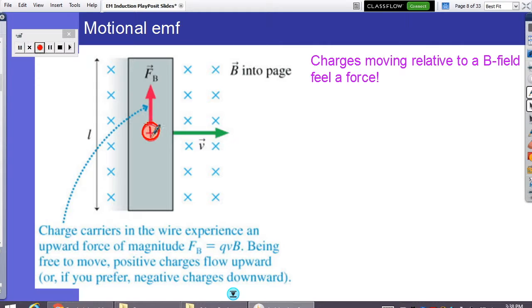But if you're this lonely little positive charge and suddenly you're moving, well, all of a sudden, because the bar of metal you're in is moving, you're now moving through a magnetic field. And as we discovered in class the other day, if you move across a magnetic field, you suddenly feel a force. So let's see, I can use my right-hand rule. My velocity is to the right. My magnetic field is into the page. If I use my right-hand rule, I get a force, indeed, up the page. So charges moving relative to a magnetic field, we know this, they feel a force. So my charge gets pushed up the page.